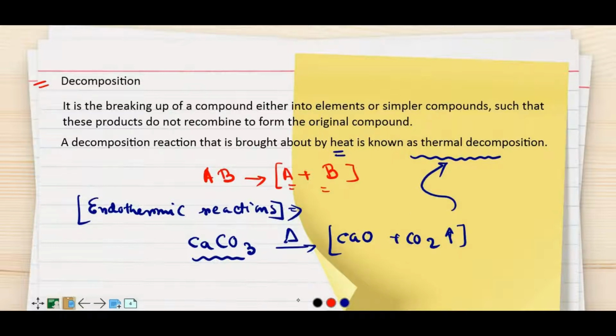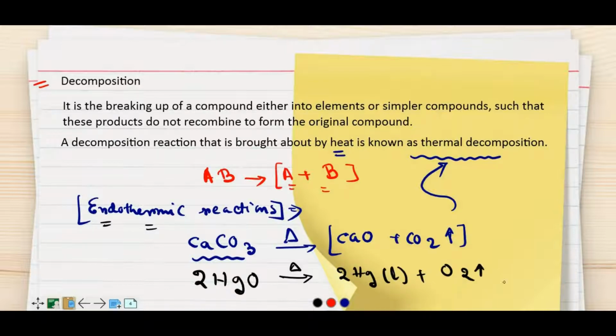Again, if we treat mercuric oxide in the presence of heat, it is another type of endothermic reaction, and we will find that liquid mercury and oxygen gas are generated. So this is another example of decomposition.